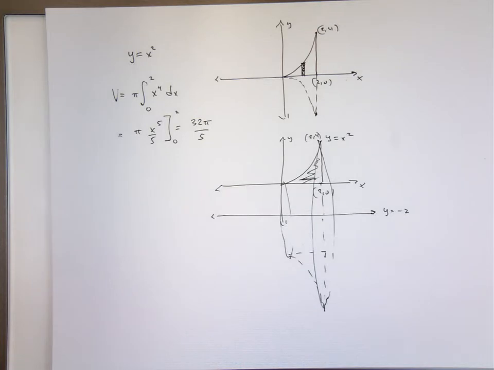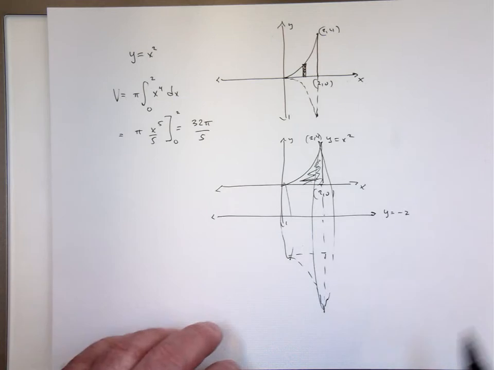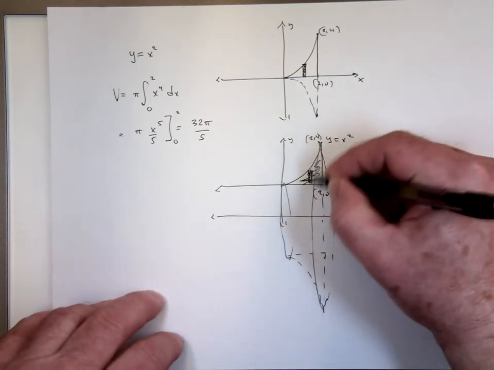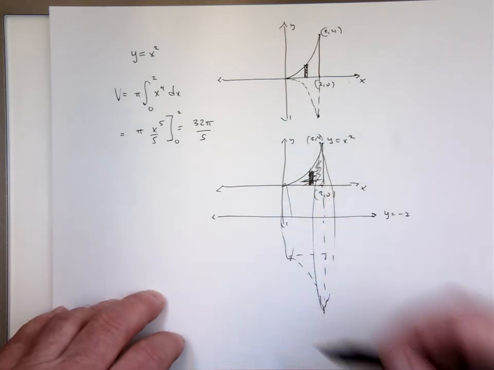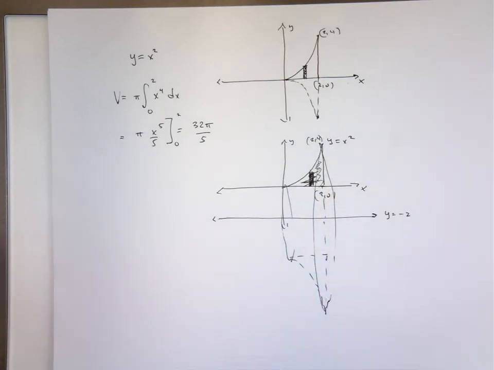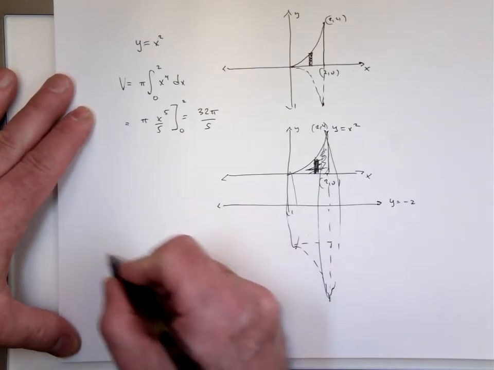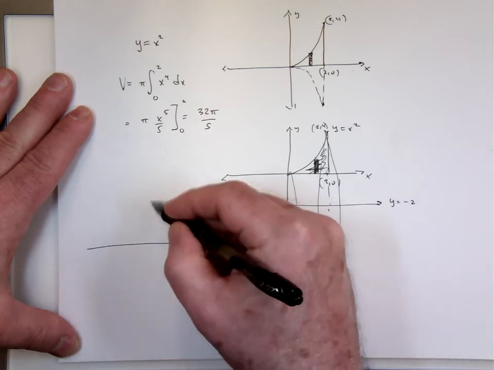Okay. So, here we go. Let's take a little piece here, this rectangle, and whip it around the line y equals -2. We don't generate a disk anymore. What we will generate, here's the line y equals -2. What we will generate is something like this.